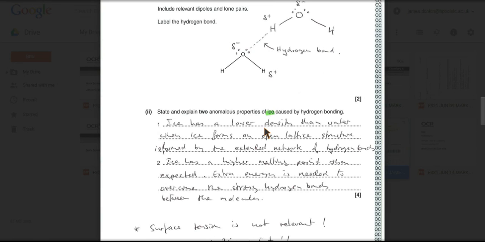Ice has a higher melting point than expected because extra energy is needed to overcome these hydrogen bonds, which are relatively strong. Remember, you're not breaking covalent bonds when you melt something. It's the intermolecular forces.